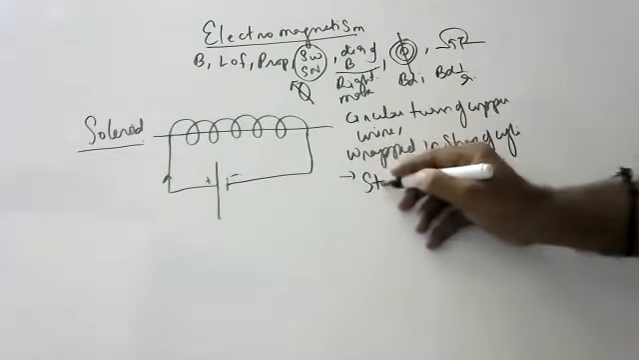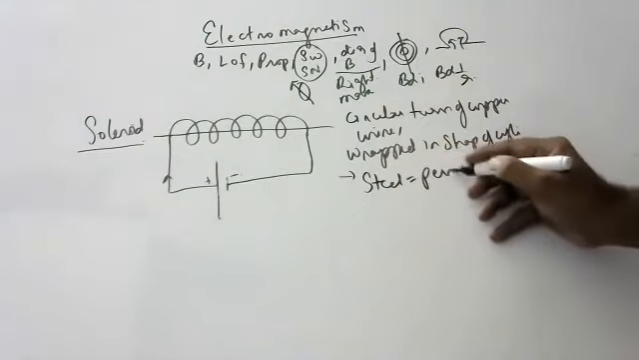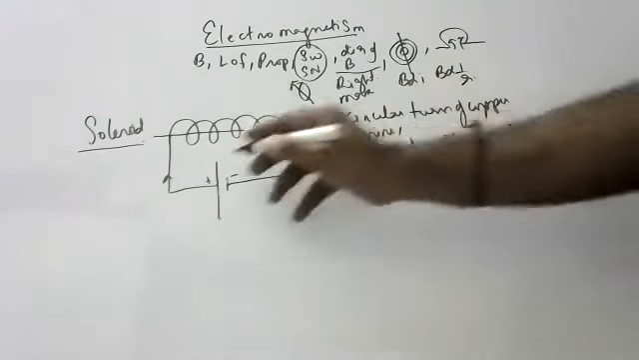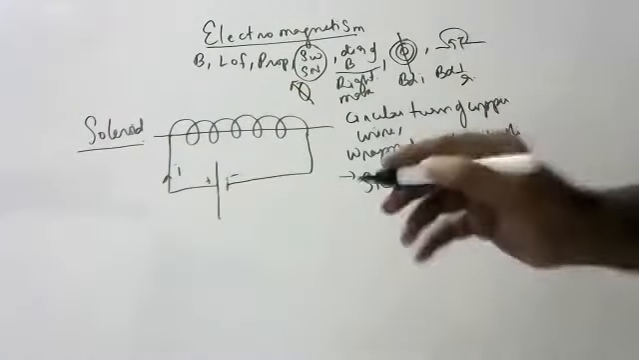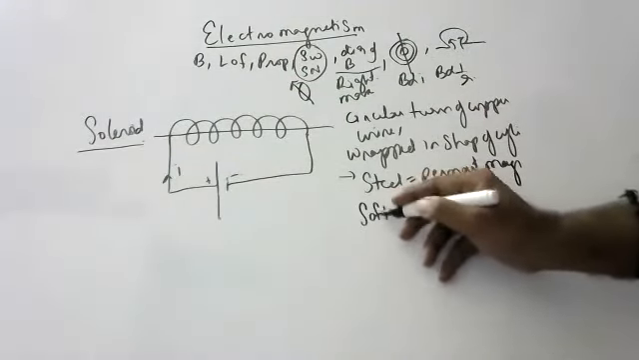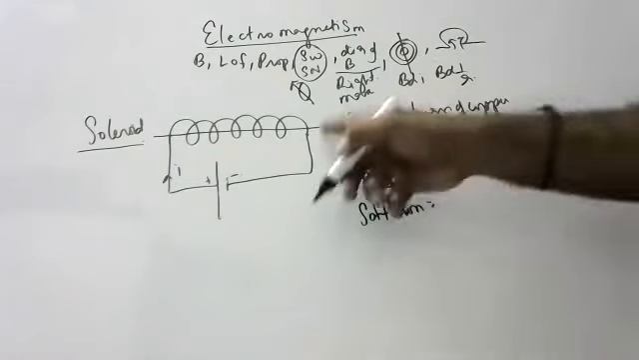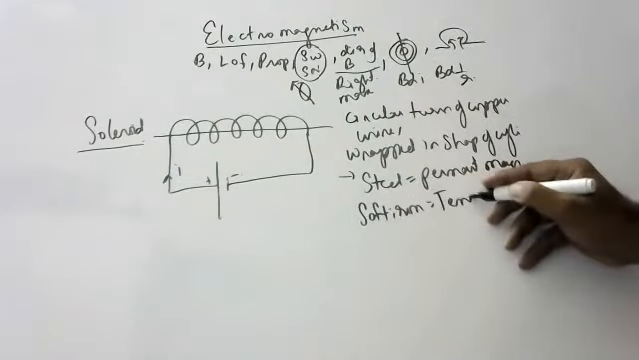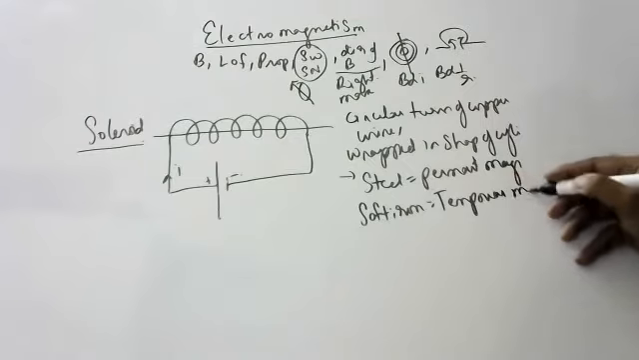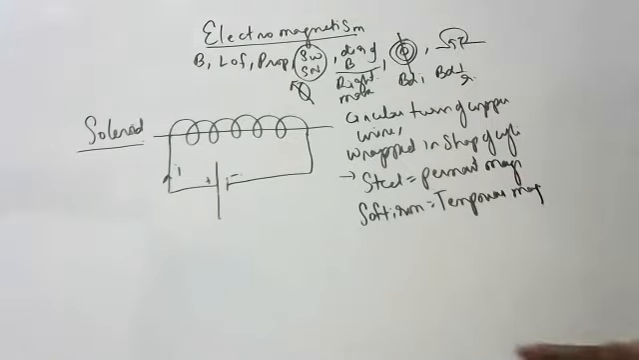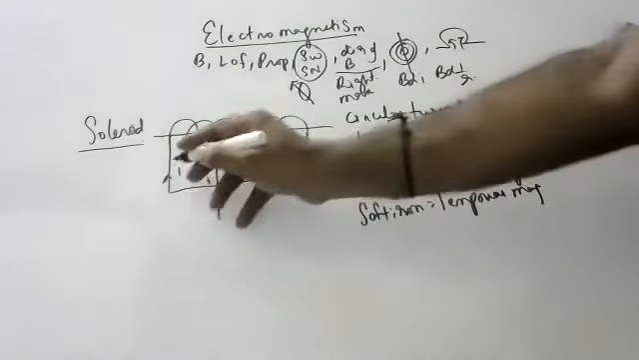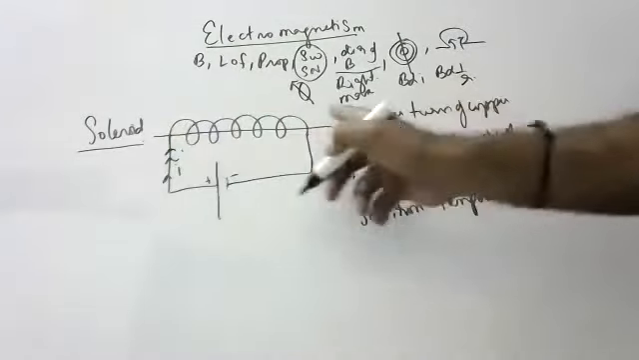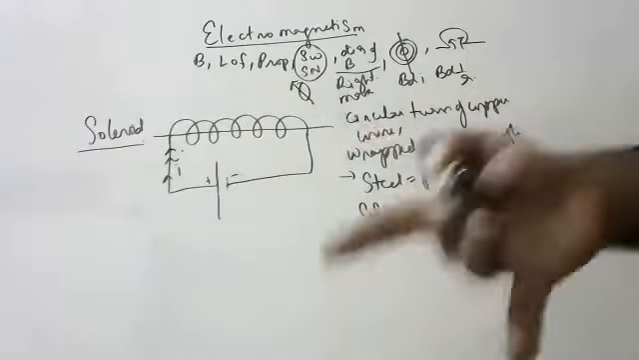If you keep steel and pass the current, it will become a permanent magnet. If you keep soft iron in this, it will become a temporary magnet. Then what is a temporary magnet, is your doubt. Temporary magnet means only when current is there does it behave as a magnet. Till the time you are passing the current it will behave as a magnet. Once you stop the current it will not behave as a magnet.